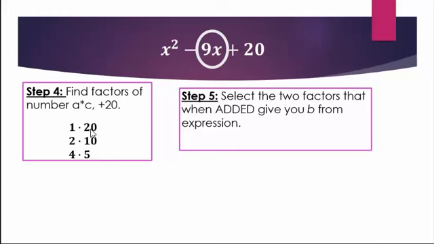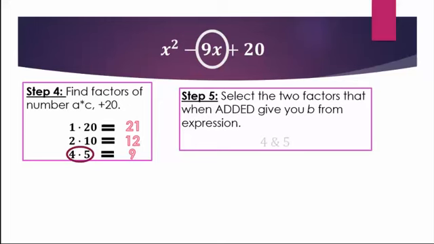1 plus 20 gives me 21. 2 plus 10 gives me 12. 4 plus 5 gives me 9. Therefore, the ones that I'm going to select are 4 and 5, because they do give me the middle term of my expression, which is 9.